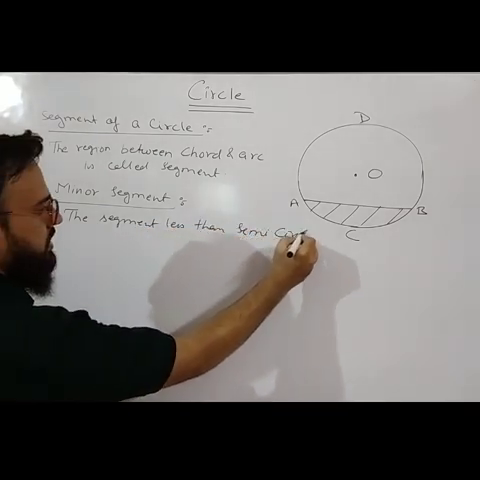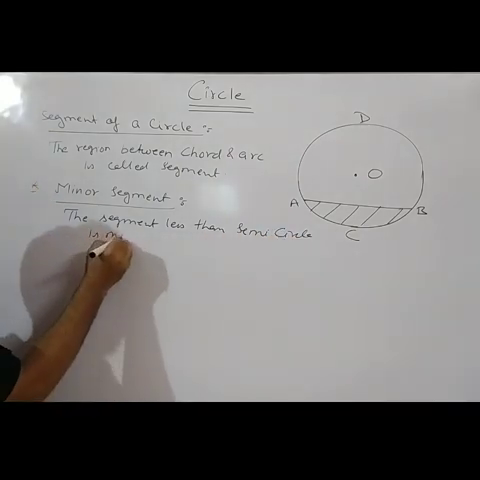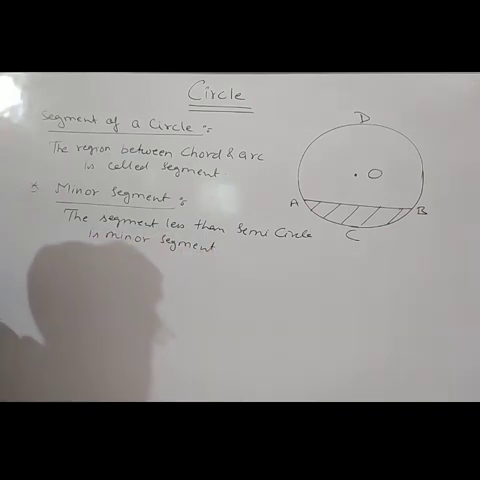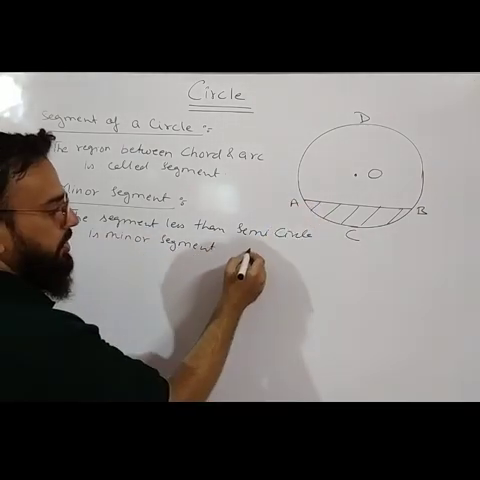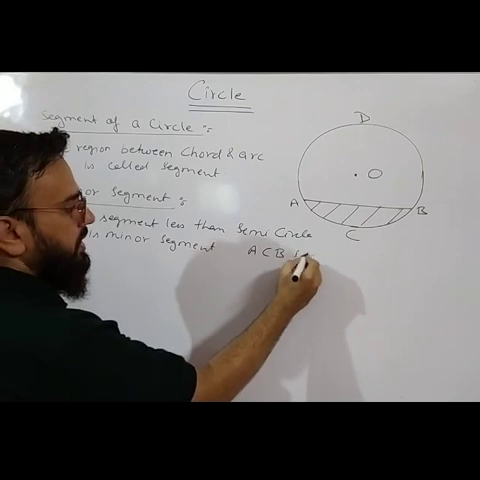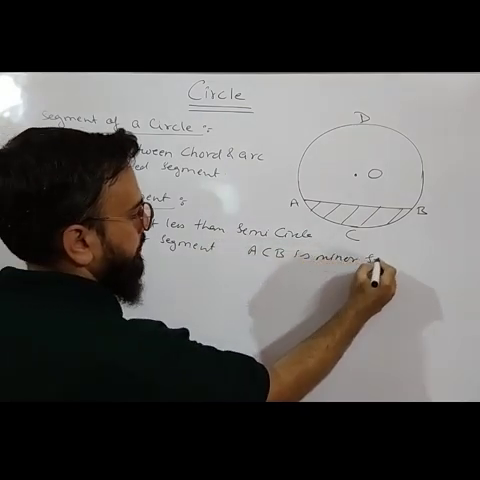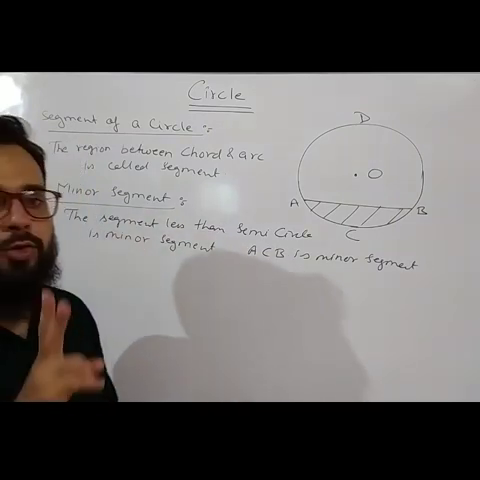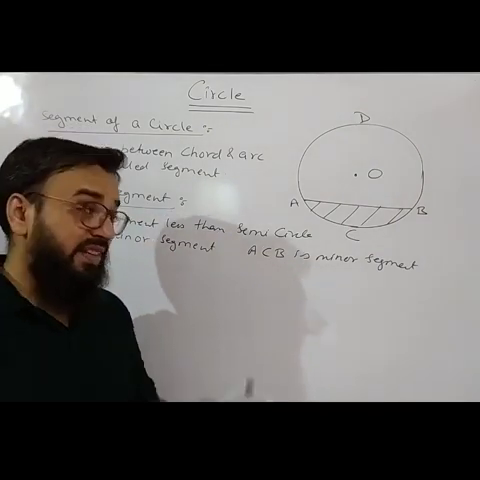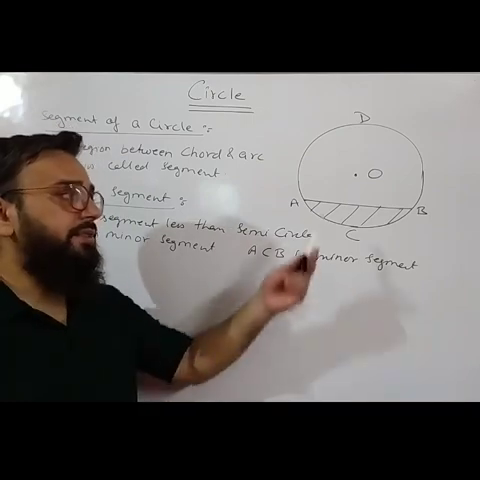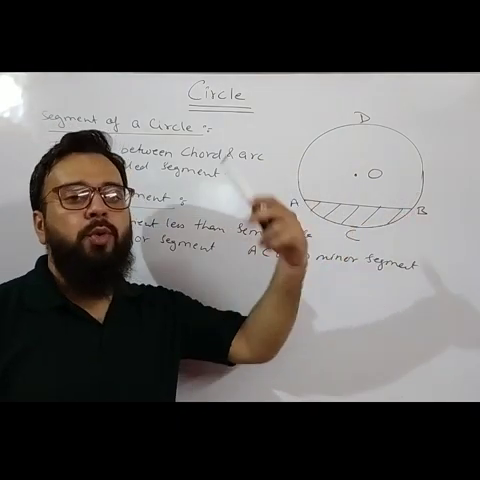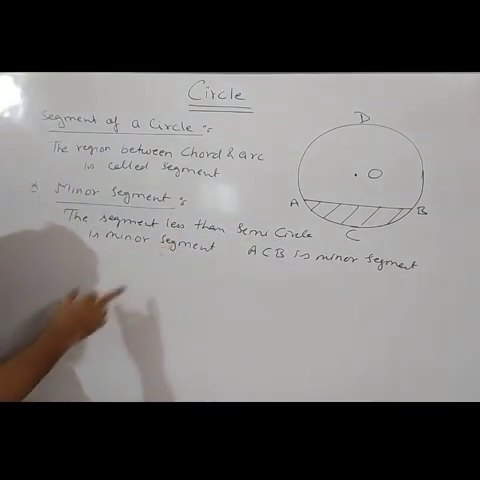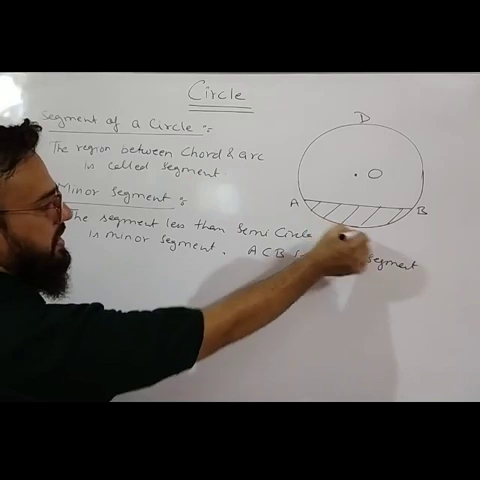The segment less than semicircle is minor segment. In this figure, what is minor segment? ACB is minor segment, because a chord always divides the circle into two segments. One will be minor, one will be major, and if this chord is the diameter, then both the segments will be equal, both will be semicircles. So the segment less than the semicircle is minor segment, and in this figure ACB is the minor segment.